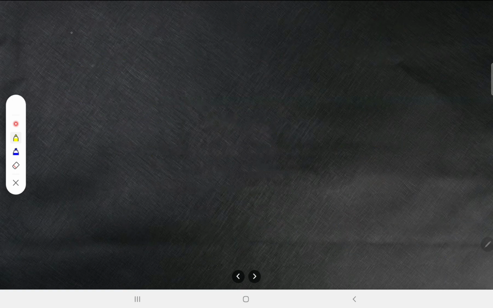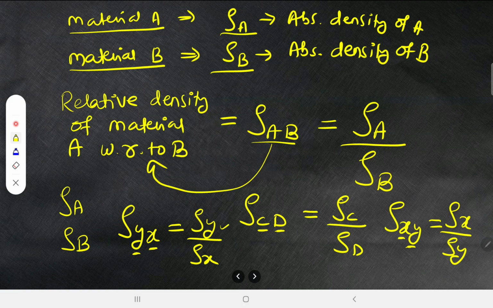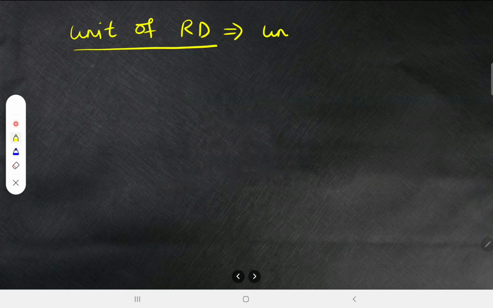And coming to the unit of relative density. What is the unit of relative density? The unit of relative density is unitless. I mean unitless as in it has no unit. Look at this. This is also kg per meter cube. This is also kg per meter cube. Both will cancel. So that's why it comes under the category of quantity with no unit.